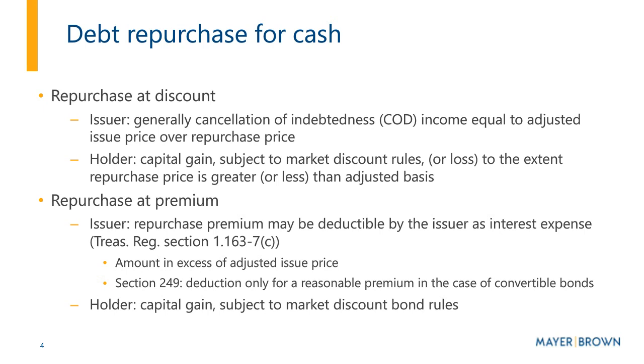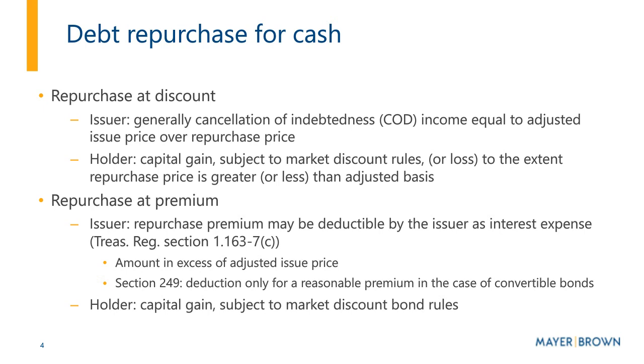Now, that's always going to be subject to something called the market discount rules. And what those will do, potentially, depending on the holder's basis, is recharacterize a portion of the gain as ordinary income. You could have capital loss. If you're a holder, you bought on day one, and now you're selling back at a discount, then you could have a capital loss, assuming that debt in your hands is a capital asset. So that's about what you would expect out of a debt repurchase at a discount for cash.